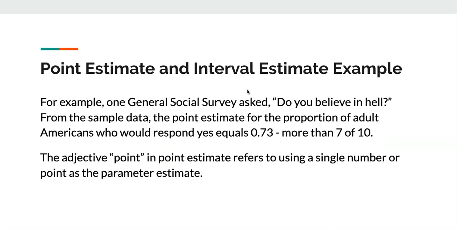So for example, another example right here, one General Social Survey asked, do you believe in hell? From the sample data, the point estimate for the population of adult Americans who would respond yes equals 0.73. That's more than 7 of 10. The adjective point in point estimate refers to using a single number or point as the parameter estimate. But then the thing is, if you're just using one single number, what if it is instead of 0.73, what if it is 0.74? We'll say that's pretty close.